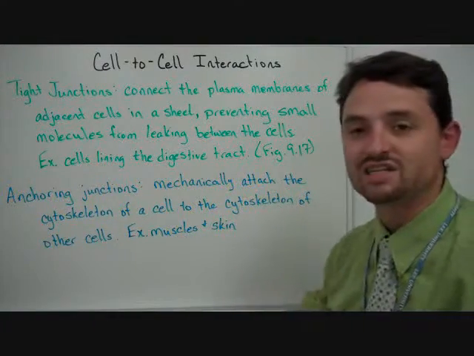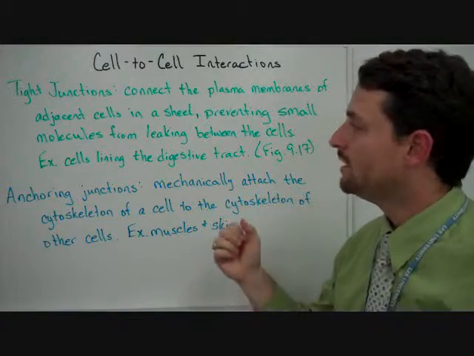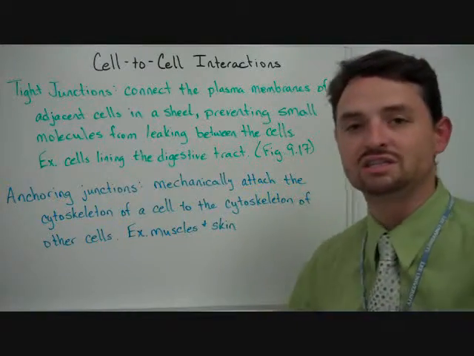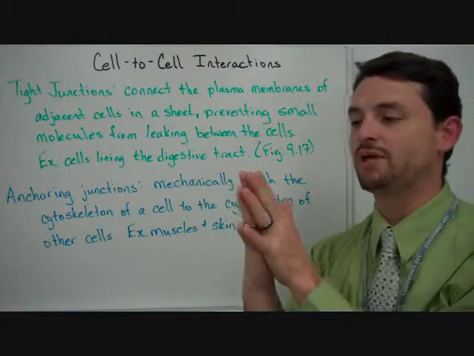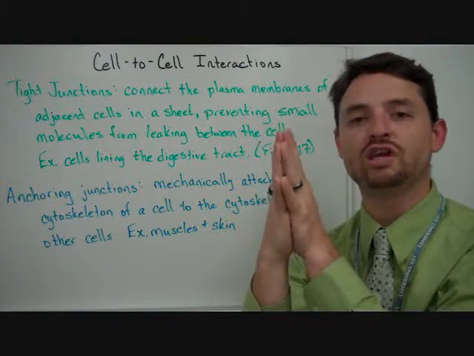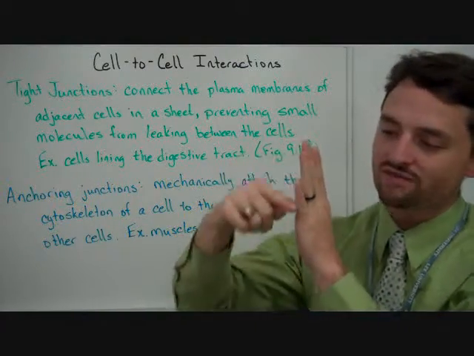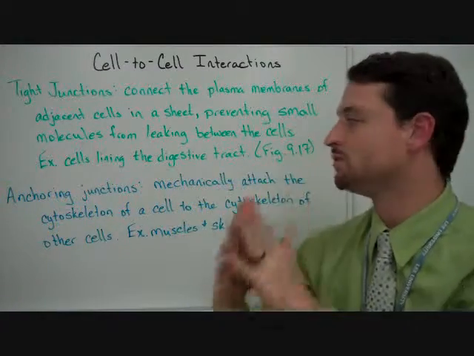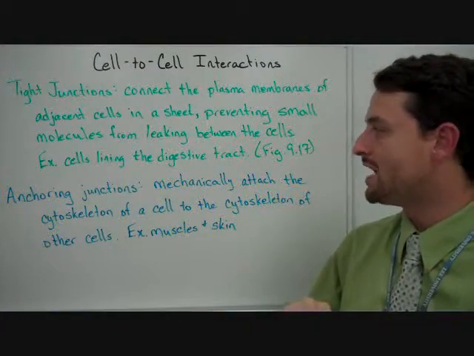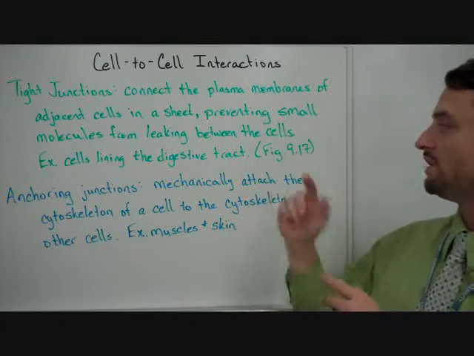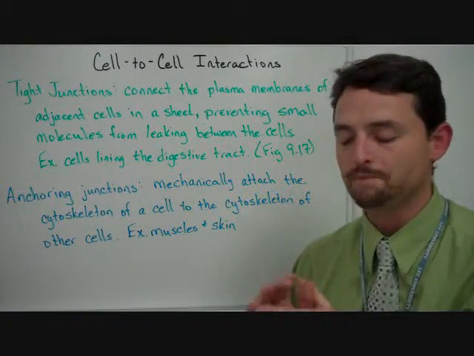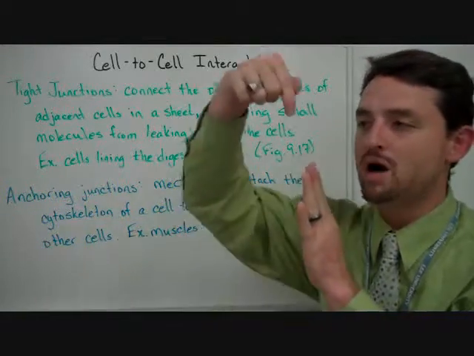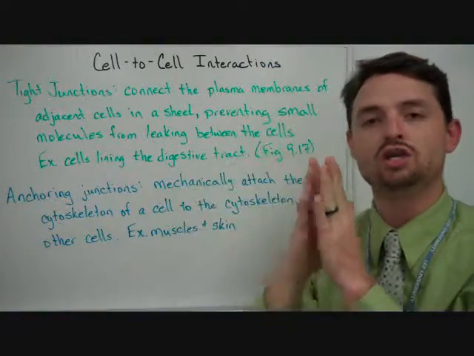The last two slides deal with cell-to-cell interaction. This first one is tight junctions. In tight junctions, you have contact of the plasma membrane between adjacent cells, and it will actually weave them back and forth in sheets so that nothing can get through these cells. And we see this as an example in the cell linings of the digestive tract. You can see that on figure 9.17. But it will cause molecules not to be able to go between the cells.